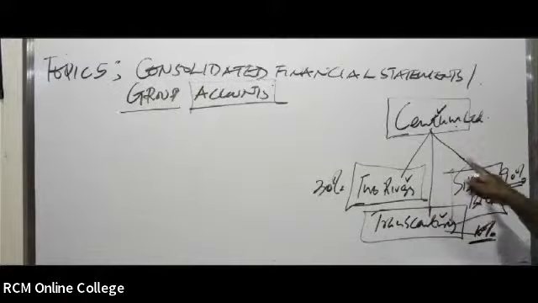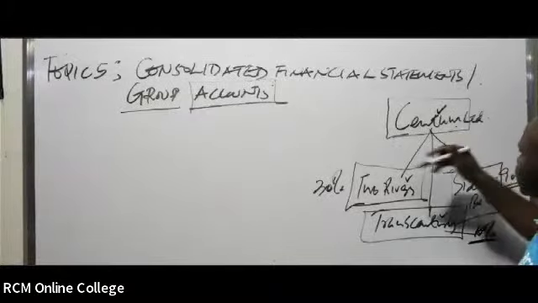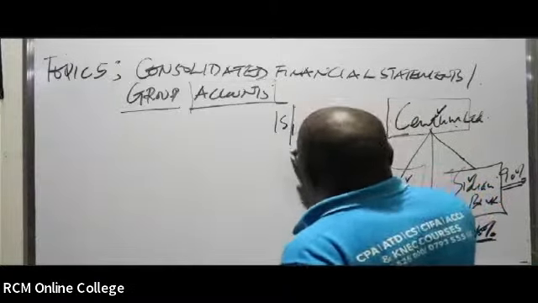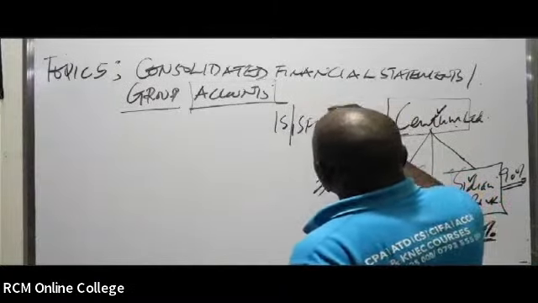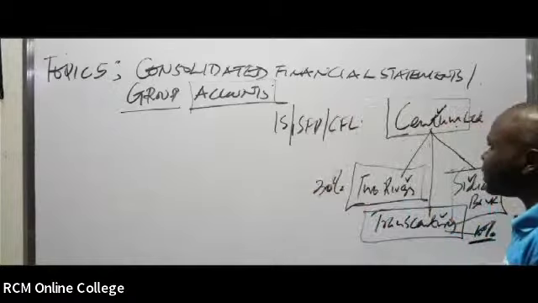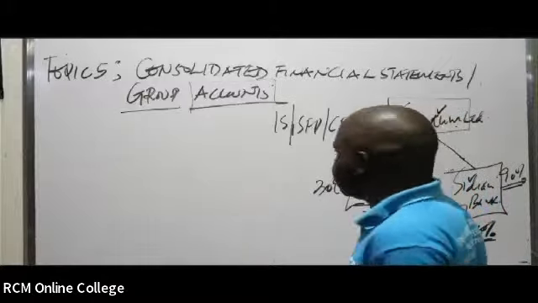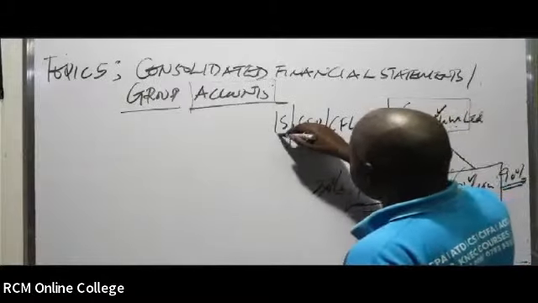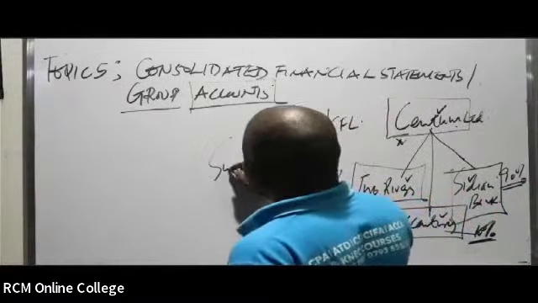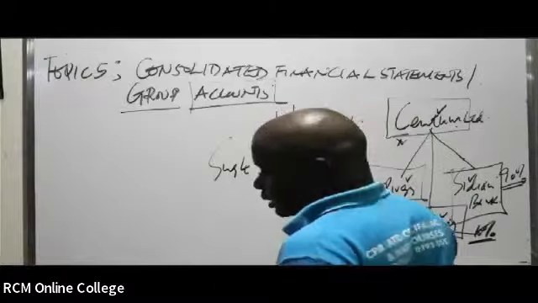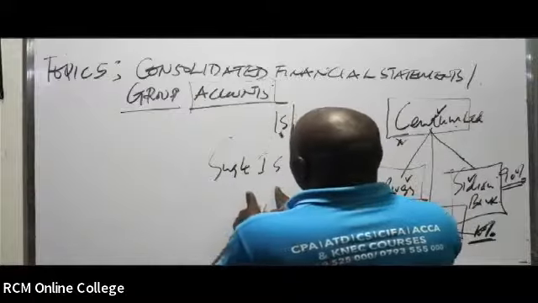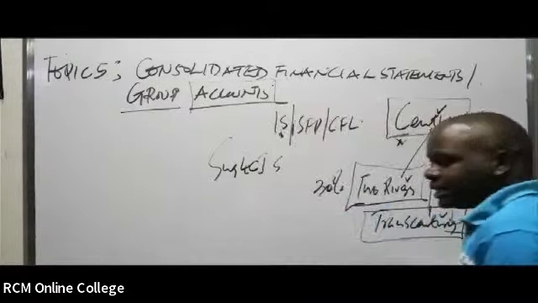So what is supposed to happen in this kind of situation is that we take the financial statements of all these entities. Remember, each and every entity here has its own income statement, statement of financial position, cash flow statement, and statement of changes in equity. Under group accounts or consolidation, we take the income statements of all these four companies and come up with a single income statement. When we do that, we come up with what we call a consolidated income statement.